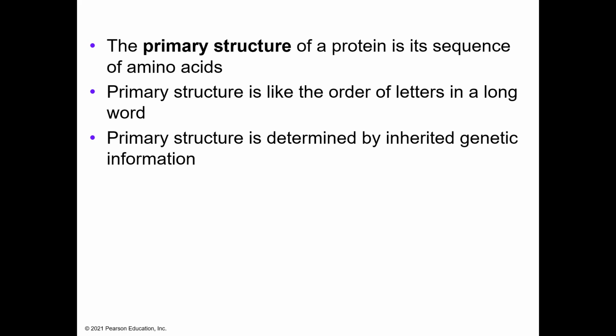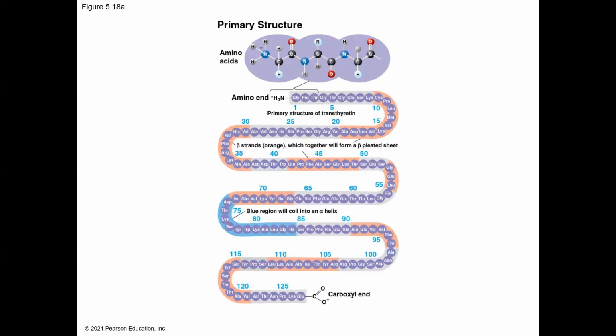The primary structure is a sequence of amino acids. So remember, primary structure for proteins is just a long chain of amino acids. Primary structure is like the order of letters in a long word. The primary structure is determined by the genetic information as it's read. And so later on, when we review transcription and translation, you'll understand how proteins are built. But for right now, let's review primary structure. Remember, primary structure is just a long chain of amino acids.